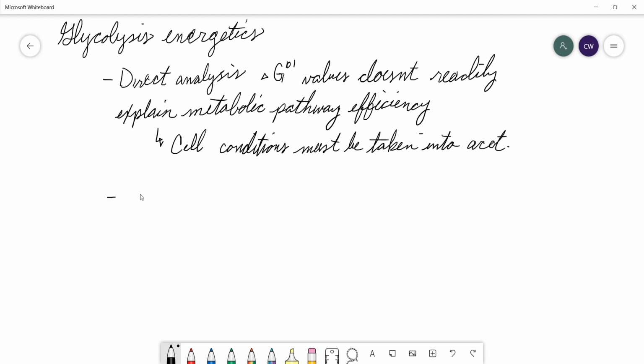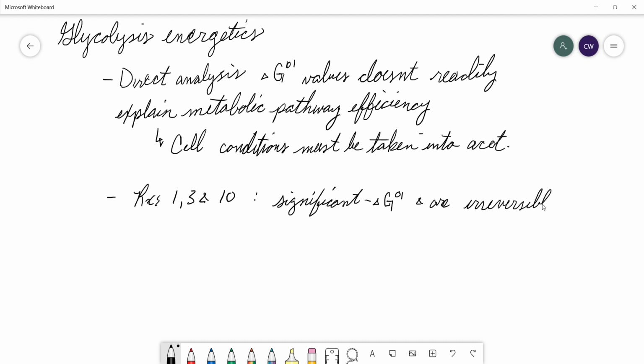Once this is done, we can see that reactions 1, 3, and 10 are the only ones with significant negative delta G values. And so these are also the irreversible reactions.